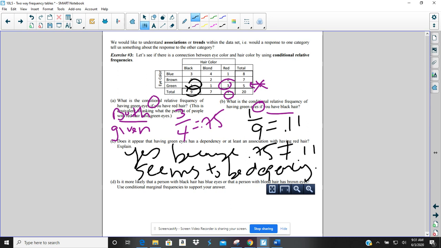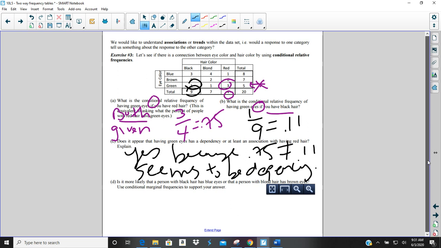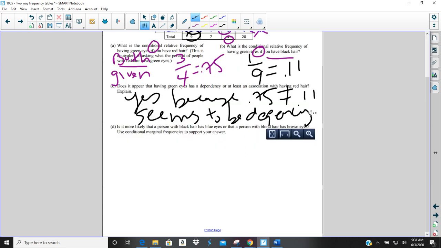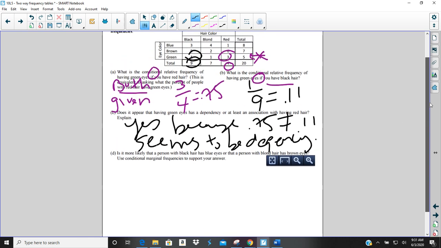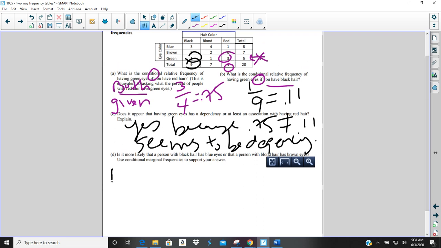Okay, so is it more likely that a person with black hair has blue eyes or a person with blonde hair has brown eyes? Use conditional frequencies to support your answer. So let's do this one together. Maybe you can try and think about what the numbers might be. So is it more likely that a person with black hair has blue eyes? So let's do that one. So we're going to do the black hair with blue first, okay? Is it a person with black hair has blue eyes? Now this is flip-flopped.